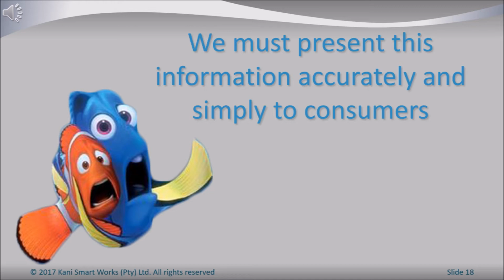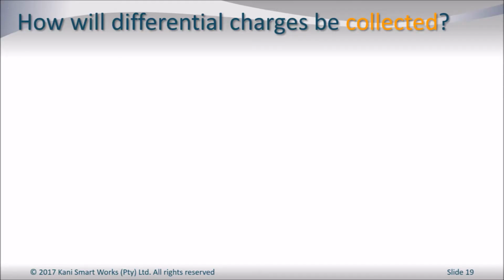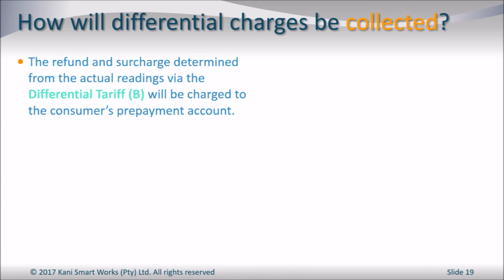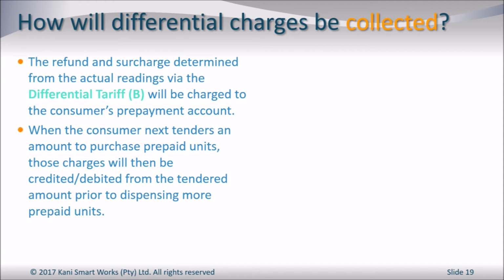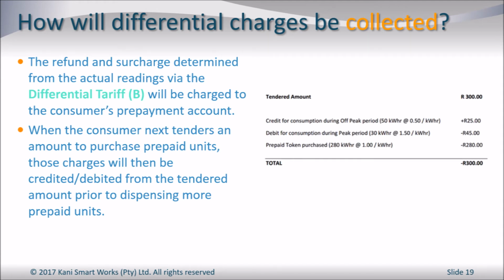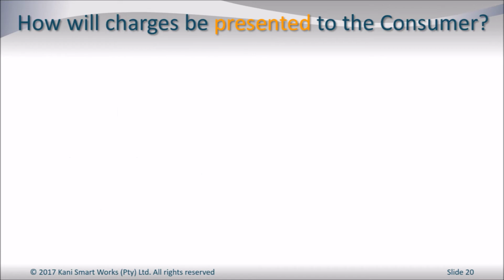Are you my conscience? So how will differential charges be collected? The refund and surcharge determined from the actual readings via the differential tariff B will be charged to the consumer's prepayment account. When the consumer next tenders an amount to purchase prepaid units, those charges will then be credited or debited from the tendered amount prior to dispensing more prepaid units.